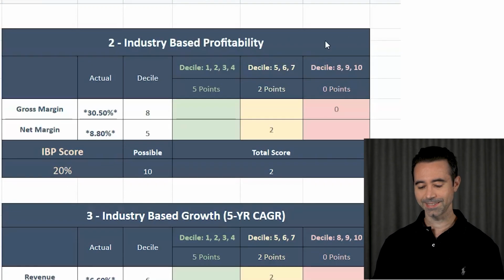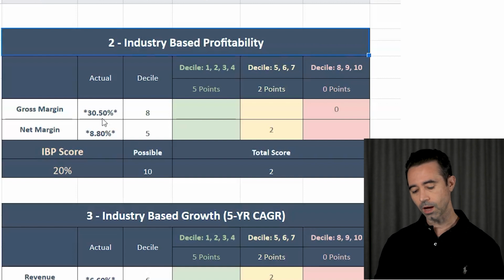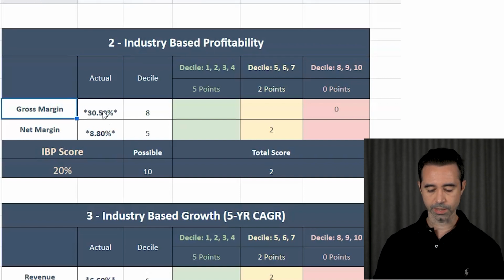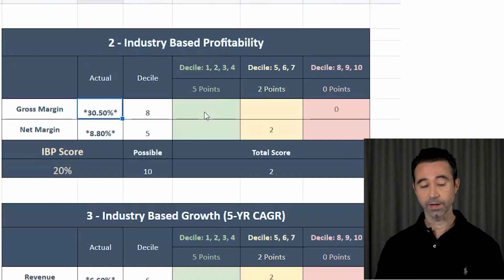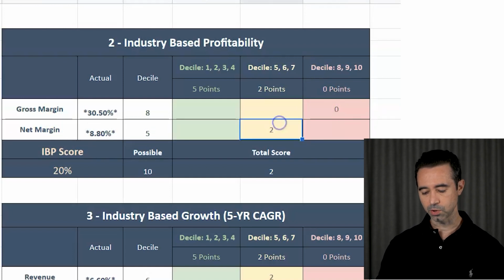Next thing I like to see is the industry-based profitability. So I compare it to the different companies in the industry on profitability. Gross margin is what I use here. It's got 30.50 as its gross margin. That's in the 8th decile, so not very good gross margin. Gets no points. The net margin is 8.80. It's in the 5th decile. That's better, so that is 2 points.